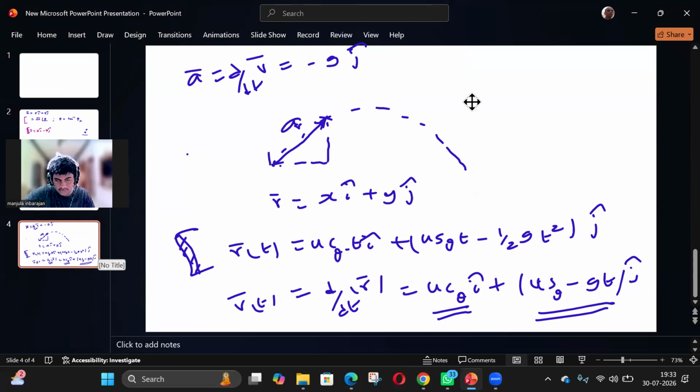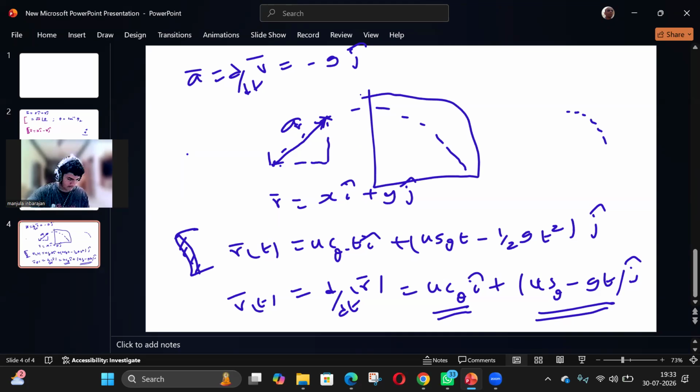See, this is actually oblique projection. Oblique means at an angle. Theta is there. Another simple projection is horizontal projection. So it will be like half a parabola. Only this part will be there. That is horizontal projection, where theta is 0 degrees. In horizontal projection, theta is 0 degrees.